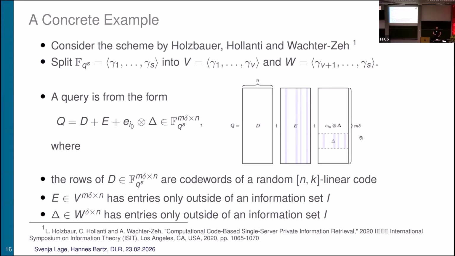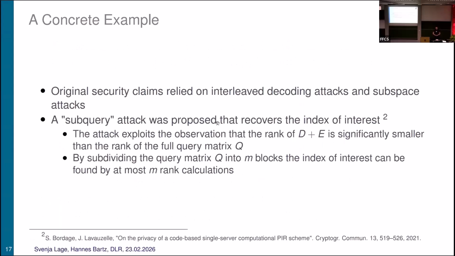And basically what the subquery attack does is it takes out from this big matrix, one by one, always blocks of size delta. And whenever you remove the block where the delta dependent part, my file index, is, the rank of the entire matrix will drop immediately. And this is how you can recover the file index i naught. So that's the idea behind this subquery attack. You divide the query matrix into m blocks of the desired index, and then you can find it by just checking the rank.